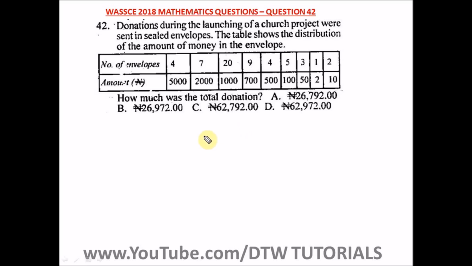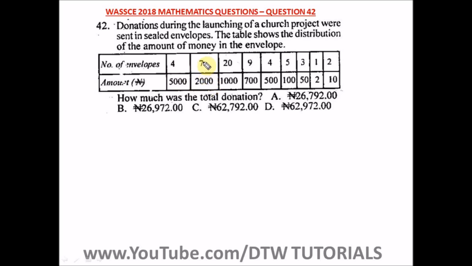Question 42 of the WASSCE 2018 Mathematics Past Question, that's your WAEC exams, says donations during the launching of a church project were sent in sealed envelopes. The table shows the distribution of the amount in the envelope. So here you have the table. The question says how much was the total donation. They said for 5,000 naira you have 4 envelopes.